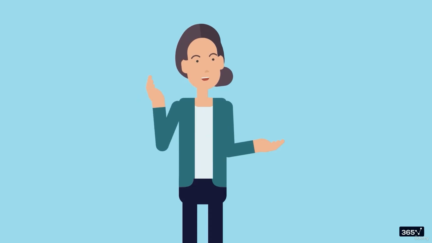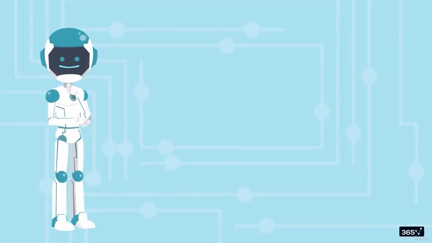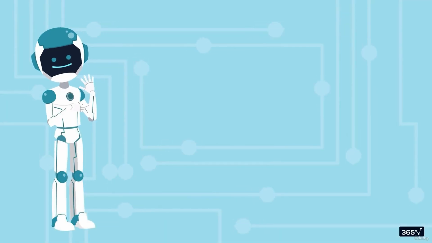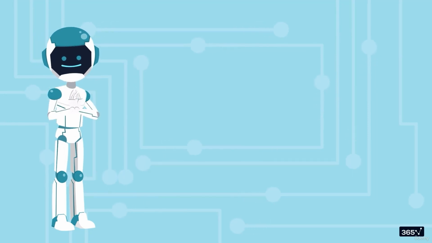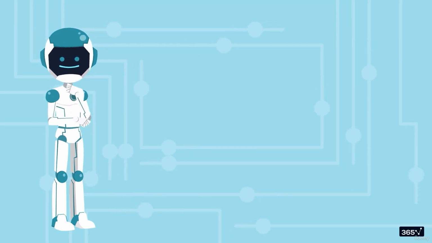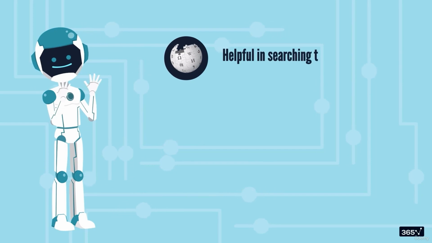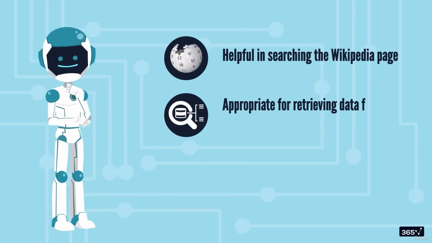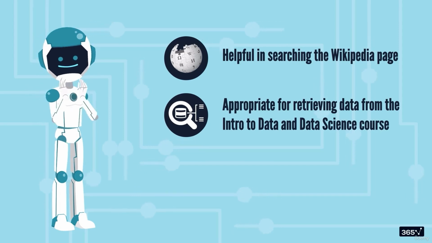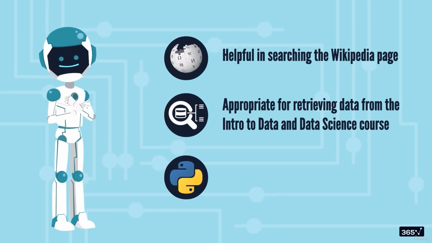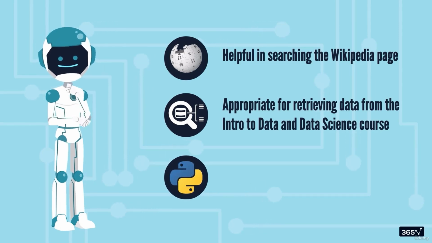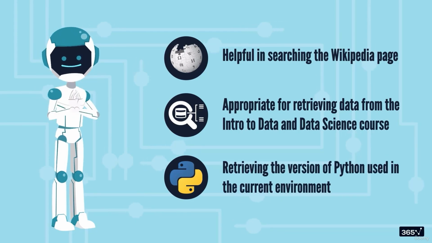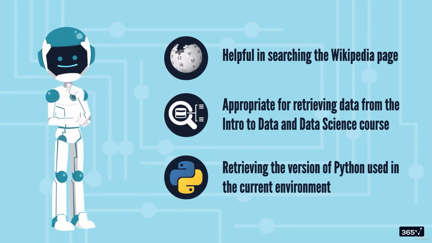This may sound a bit too abstract, so let's consider a simple example. Imagine we supply a chatbot with the following tools, responsible for 3 very different tasks: a Wikipedia tool, helpful in searching the Wikipedia page; a retriever tool, appropriate for retrieving data from the Intro to Data and Data Science course; and a custom Get Python version tool, implemented to retrieve the version of Python used in the current environment.